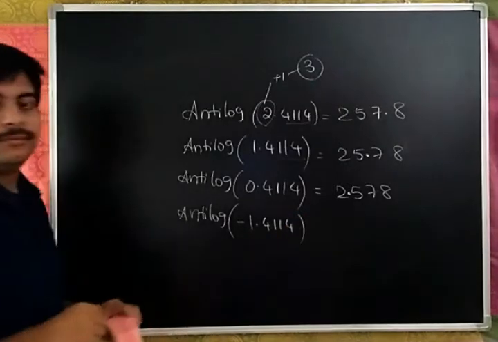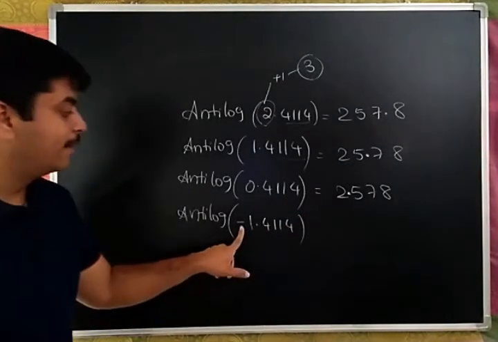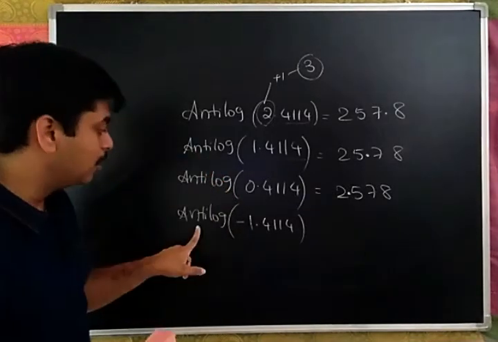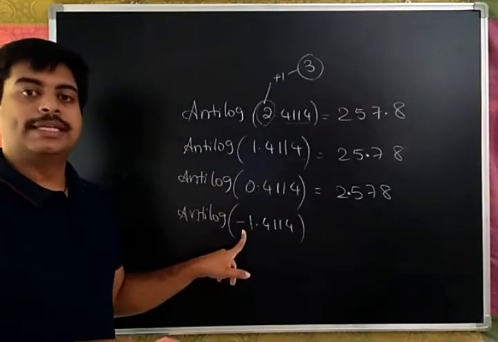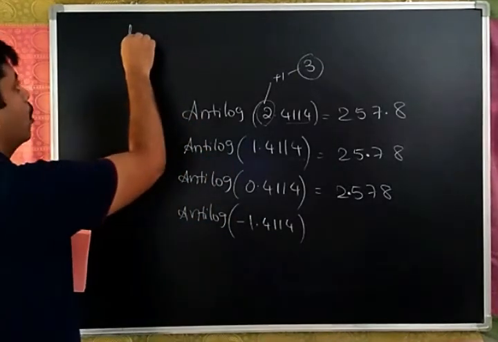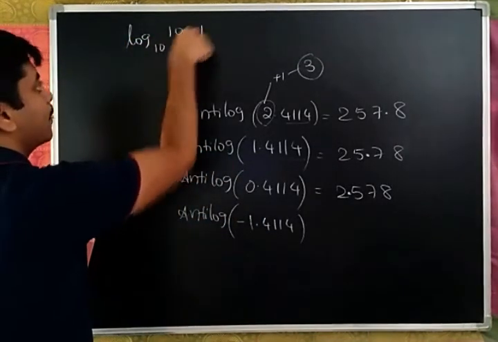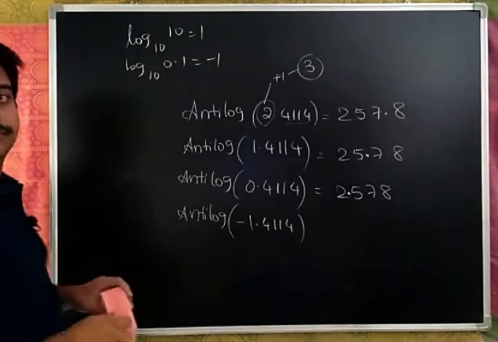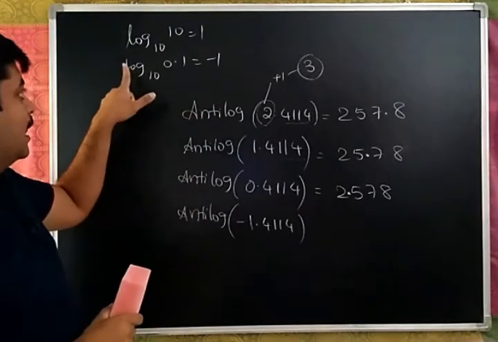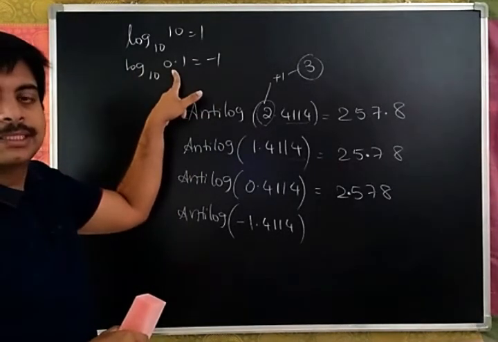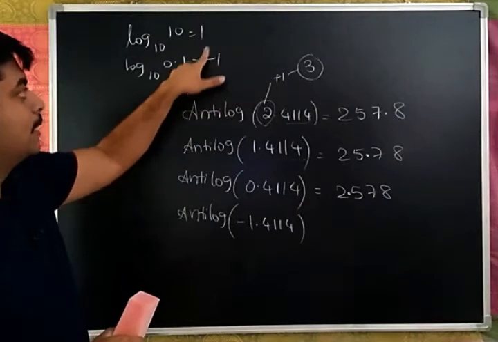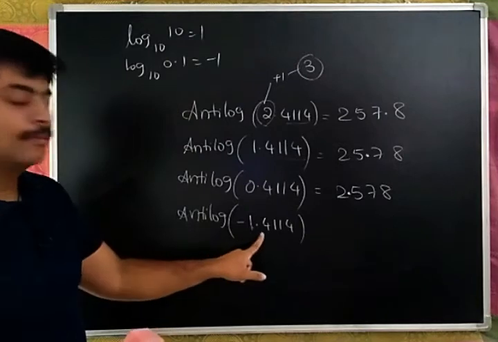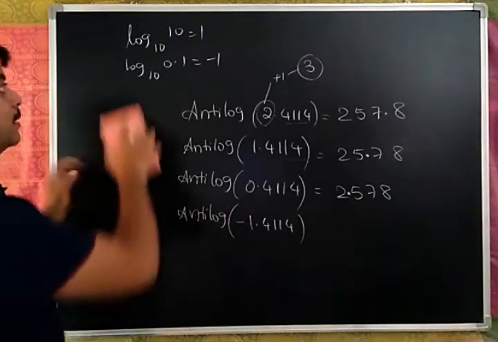Let us also have one more example, the anti-log of minus 1.4114. See, now it is different. We have a minus. Yes, logarithms are not defined for negative numbers, but anti-logarithms are defined for negative numbers. Because log of 10 to the base 10 is 1. Log of 0.1 to the base 10 will be minus 1. So in logarithms the input cannot be negative, but in anti-logarithms the input can be negative. Anti-logarithm of minus 1 should be 0.1. So inside anti-logarithms negative numbers exist.